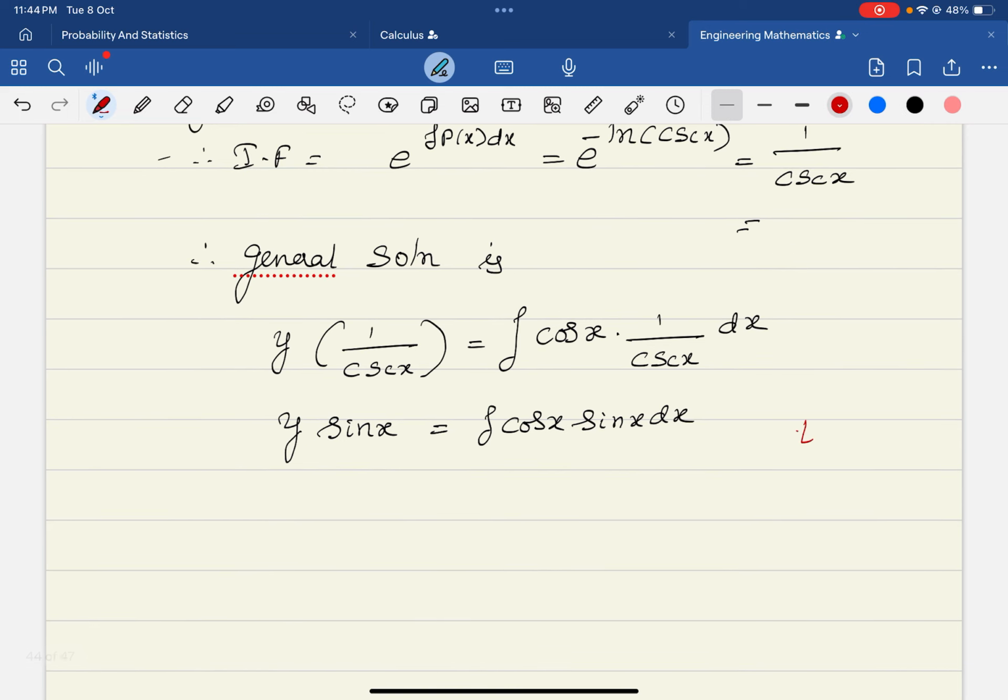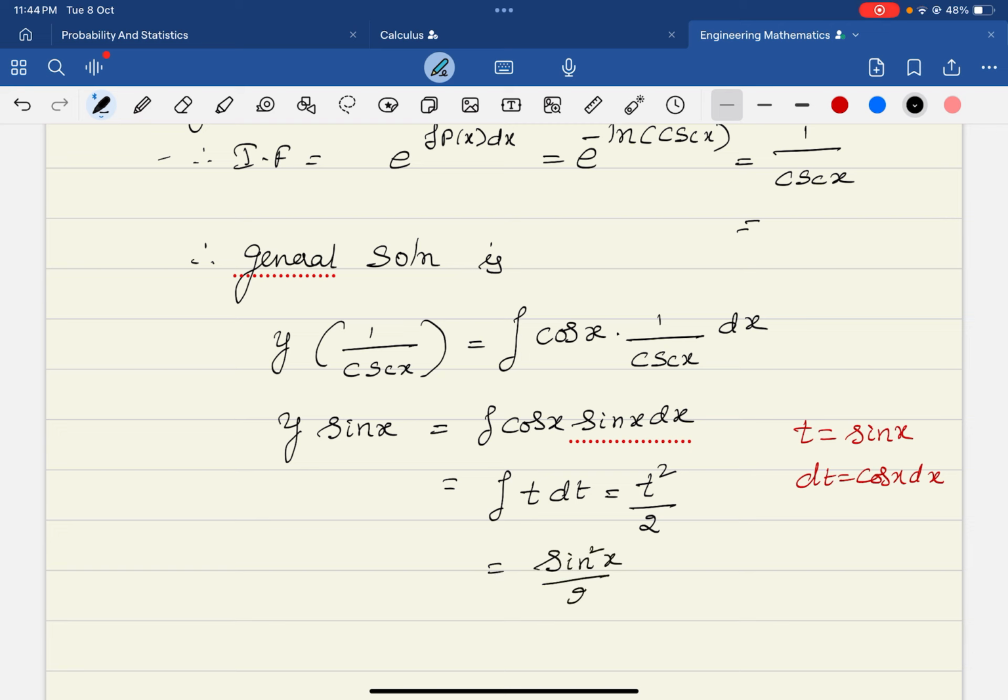You can take the substitution t is equal to sin x. Then dt becomes cosine x dx. So you can write this whole thing as the integral of t dt, where sin x means t and cosine x dx means dt. So the value is t square over 2, that means sin square x over 2 plus the constant.